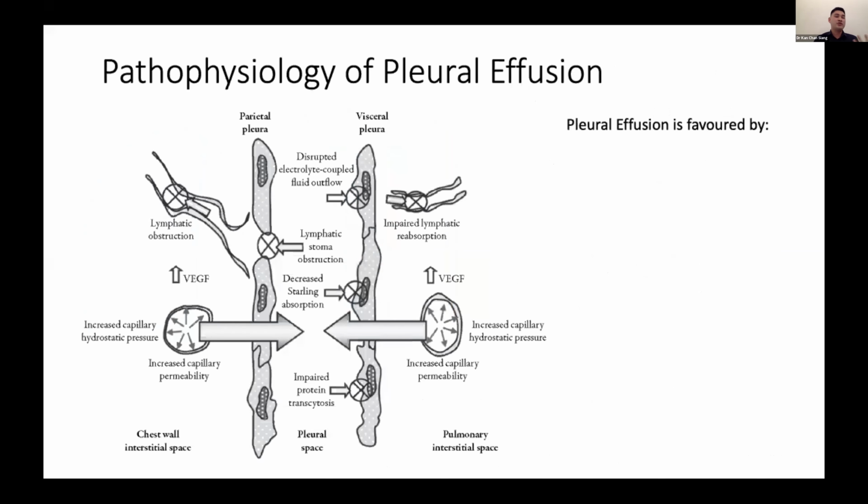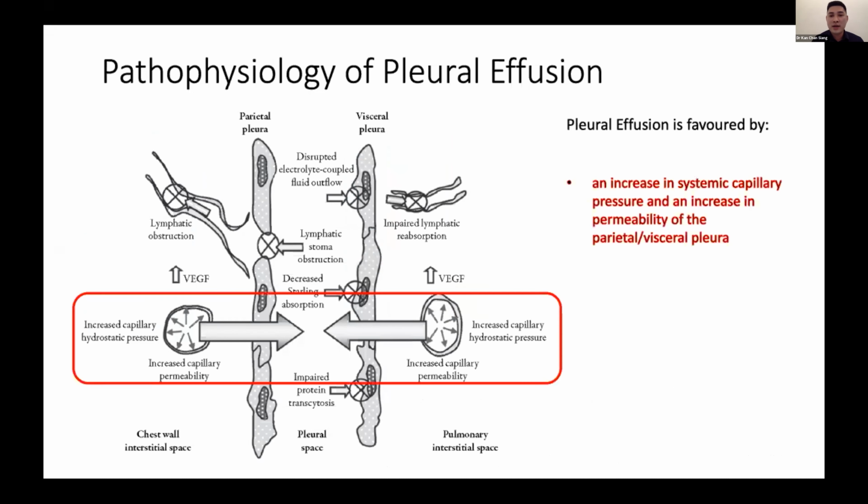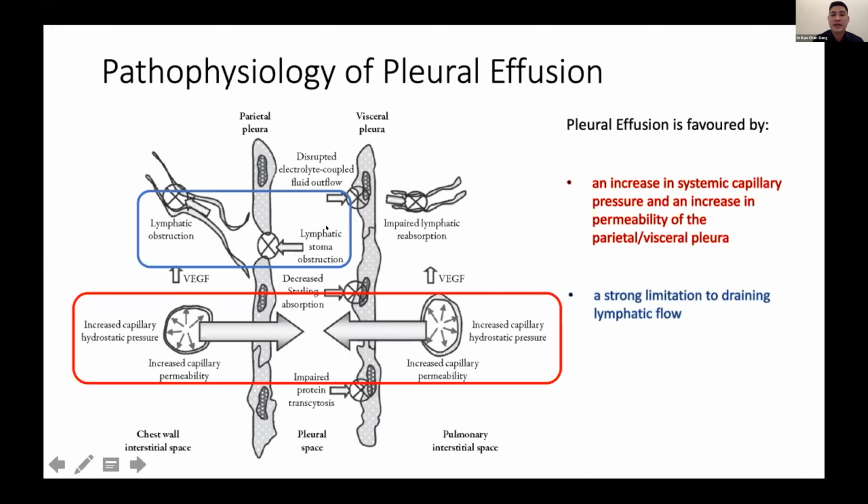Okay, now we got to know all the physiology of the fluid movements. Now, very easy. If there is a disturbance of the equilibrium that is being set in the normal physiology of the fluid movement, of course, there will be presence of pleural effusion. Now, the pathophysiology of pleural effusion is said to be caused by two main factors. One is an increase in the systemic capillary pressure and the hydrostatic pressure, as well as the capillary permeability, of both the parietal and the visceral pleura. And the other factor, of course, is the limitation of the drainage of lymphatic flow.